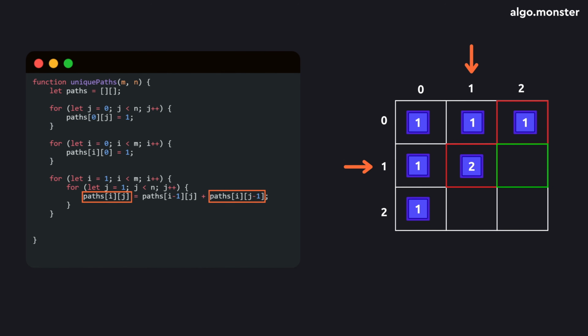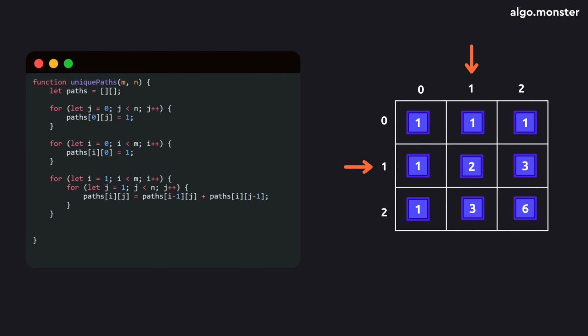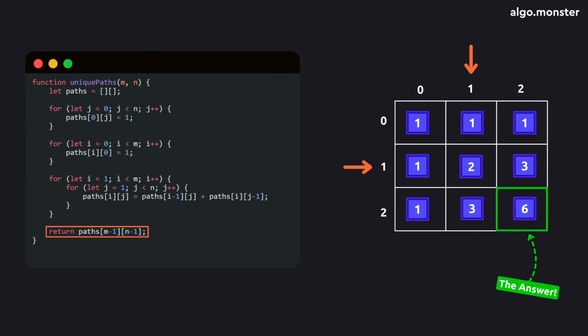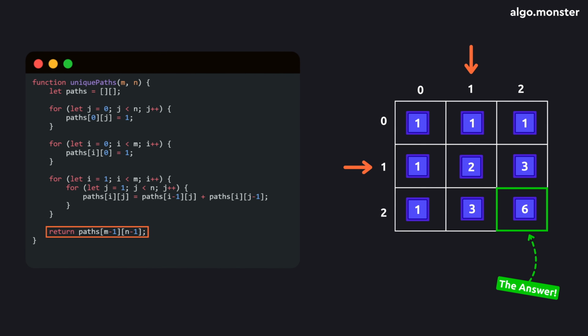Then, step by step, the table gets filled with the correct values, and by the time we finish, every cell contains the number of unique paths that lead to it, and since our goal is to reach the bottom right corner, we simply look at that cell in the table. That value is the answer. Clean, systematic, and very familiar by now. Exactly what we expect from dynamic programming.